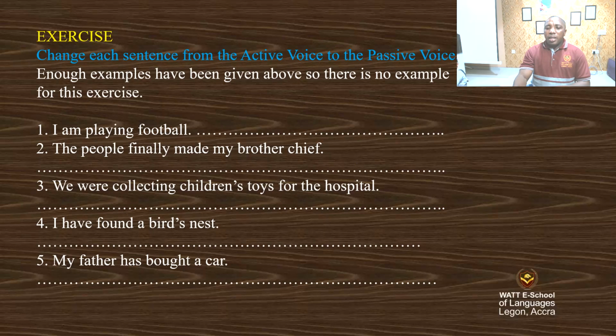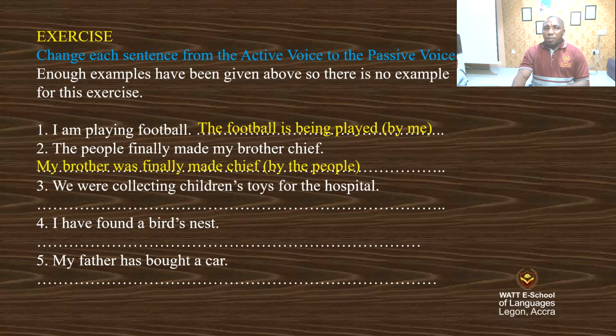Okay. The football is being played by me. Have you seen? In the first sentence, we have "I am". "Am" is the present. So in the passive voice, we say the football is being played by me. The "by me" can be left out so that it will remain the football is being played. Number 2, my brother was finally made chief by the people. By the people can be left out. Number 3, children's toys were being collected by us. By us can be left out.